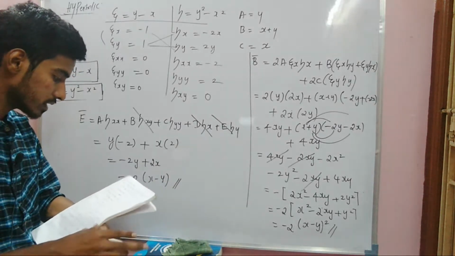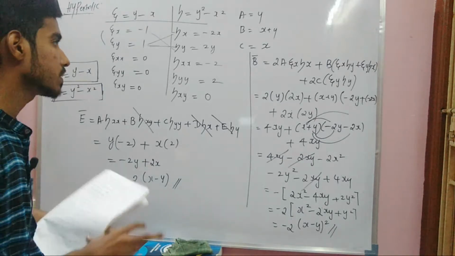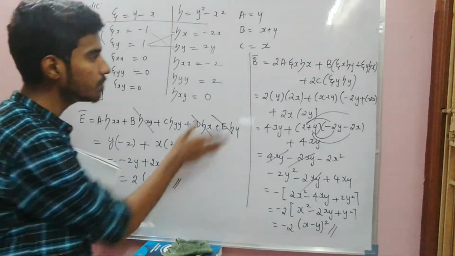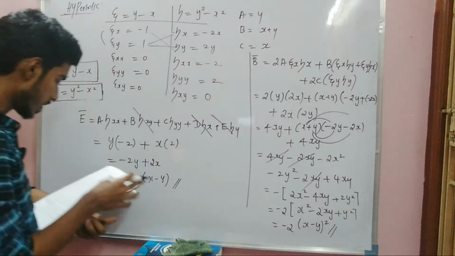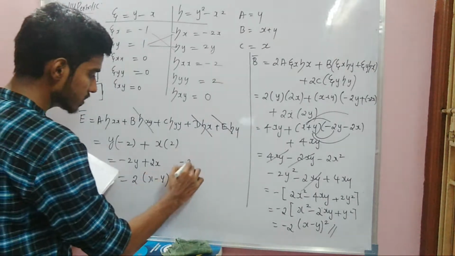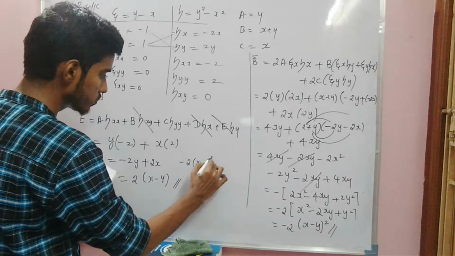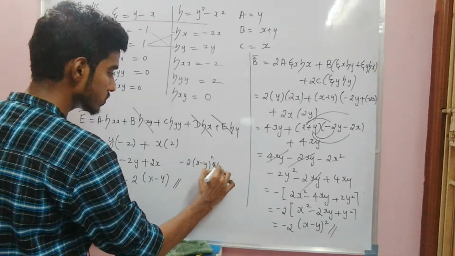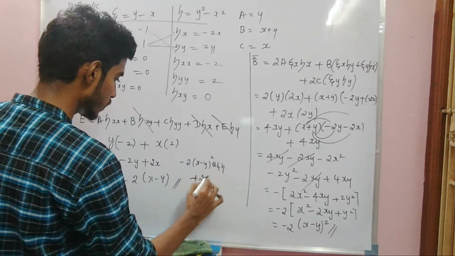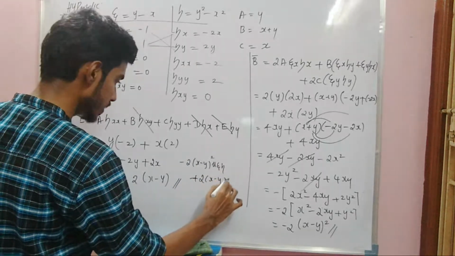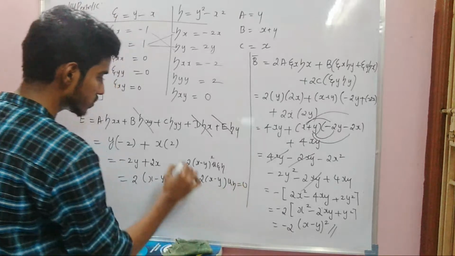Now we will substitute in the canonical form. So we have only b bar and e bar are non-zero. So we substitute here, we will have minus 2 (x minus y) whole square u theta eta plus 2 into (x minus y) u eta is equal to 0. This is the canonical form.